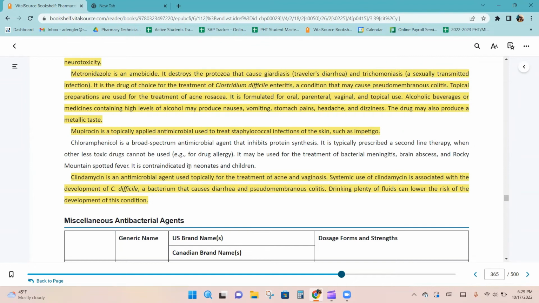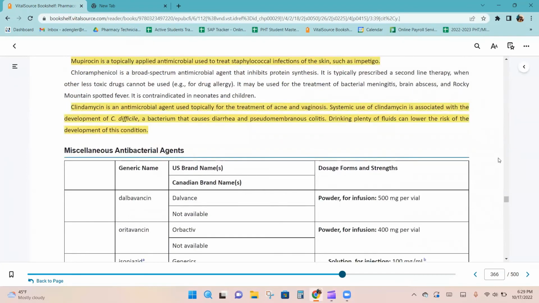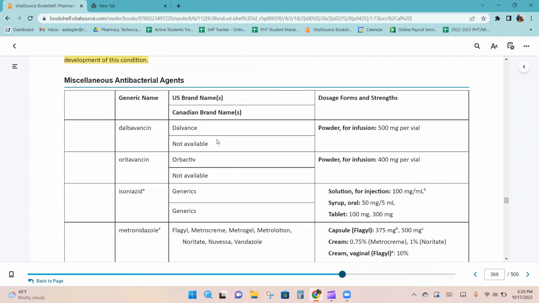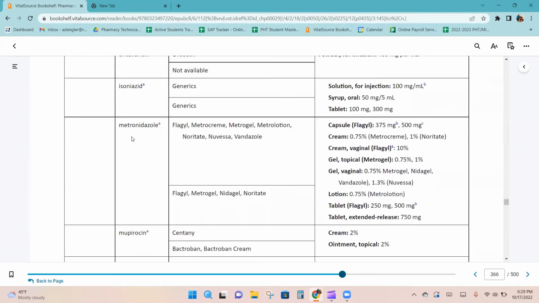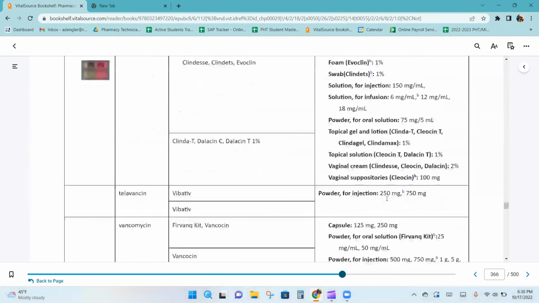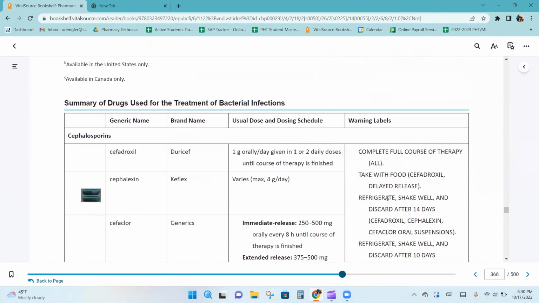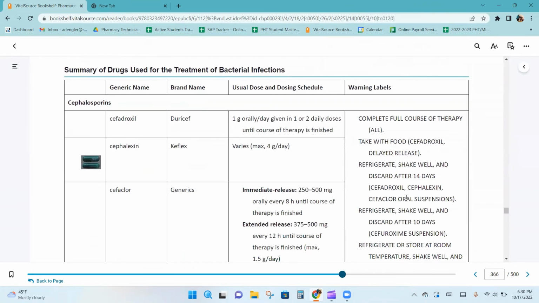Mupirocin is a topically applied antimicrobial used to treat staphylococcal infections of the skin, such as impetigo. Clindamycin is an antimicrobial agent used topically for the treatment of acne and vaginosis. Systemic use of clindamycin is associated with the development of C. diff, a bacteria that causes diarrhea and pseudomembranous colitis. Drinking plenty of fluids can lower the risk of development of this condition. So we have our miscellaneous antibacterial agents. You can see all the different ones for metronidazole, clindamycin, tons.